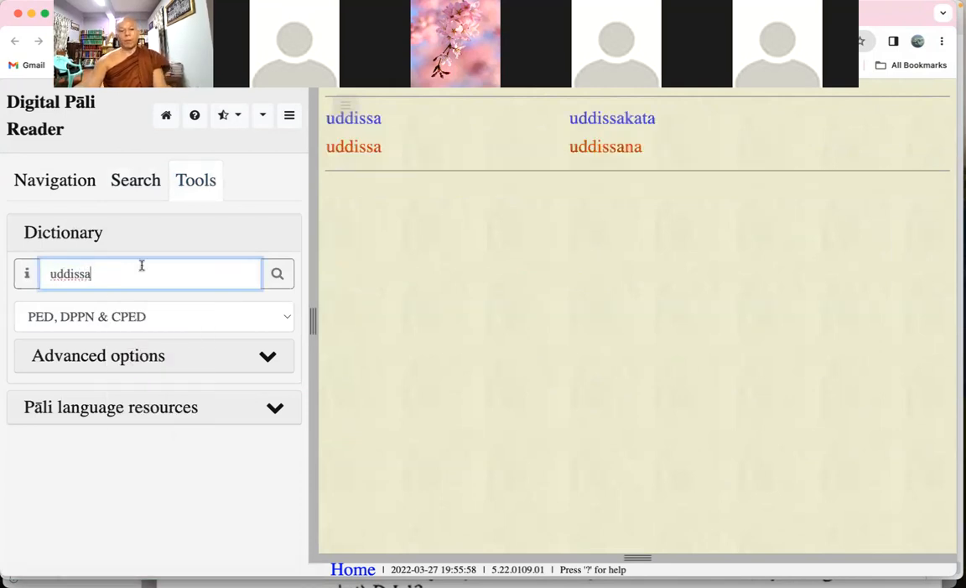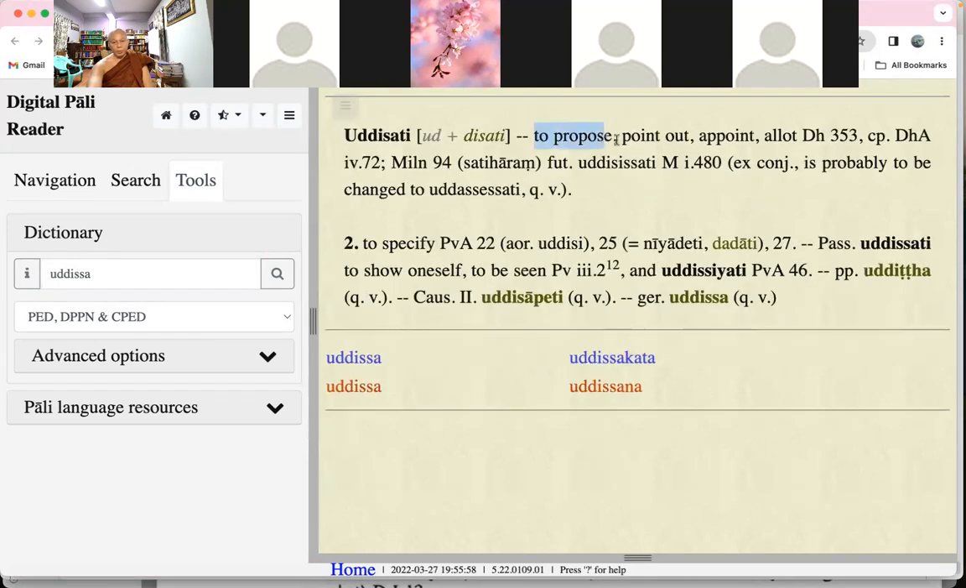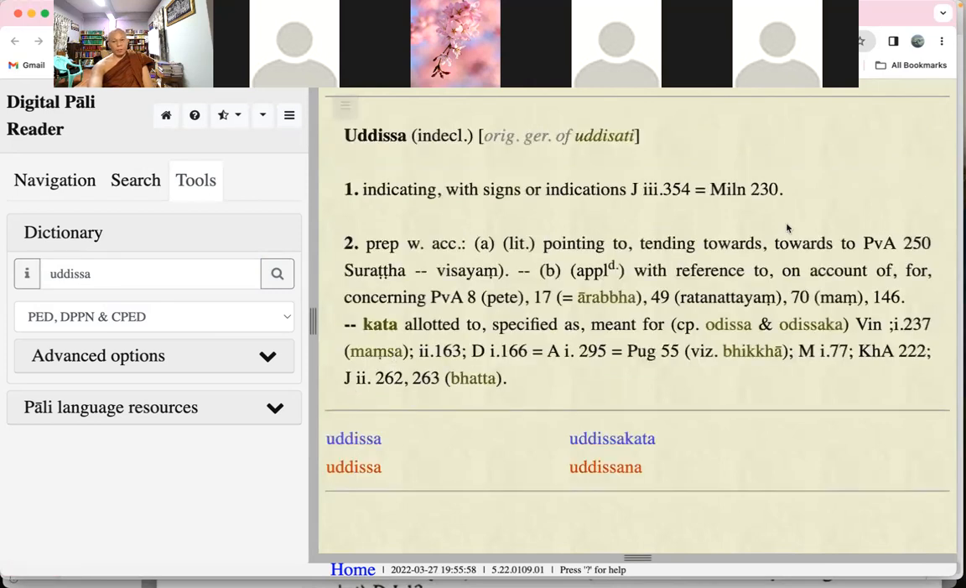So Odessa here you see. All these are, even though indeclinable, originally gerund. The meaning is, you know, find out or finding out. But used as a preposition with the accusative later, maybe pointing to or tending towards, or with reference to, and on account of, or for, and also concerning, based on the content, many meanings can be. But originally it is to point out. So Odessa is the gerund of the verb to propose or to point out, you see. This Odessa is actually a gerund form, but the meaning is changed.